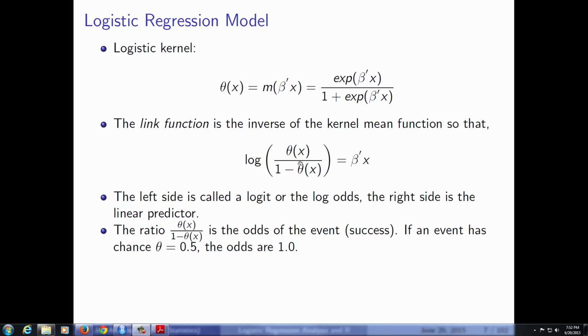Now, we haven't probably dealt with odds very much, but you can think about odds just like you can think of probability. When the probability of the event is higher, theta, of course this whole fraction is bigger. When the odds or the chance of the event is smaller, this numerator is smaller and the denominator is bigger, and so the whole fraction becomes smaller when the chance is smaller.